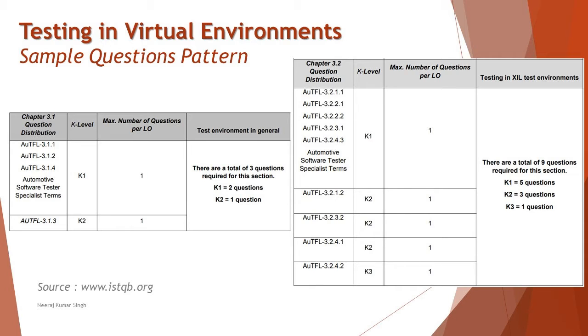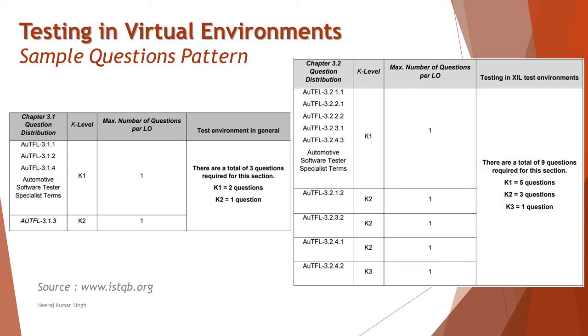K2 level. Similarly, when it comes to 3.2, we have more questions coming from this section, as the major area of the virtual environment is covered here from the XiL point of view, and the test environments have been discussed. So you have 9 questions coming from here: K1 5 questions, K2 3 questions, and K3 1 question as well. So make sure that you have a good understanding of all these things, because you will be expecting at least 12 questions from this chapter out of your 40 questions.